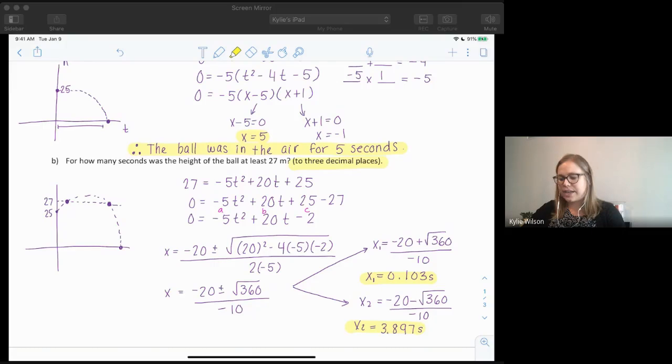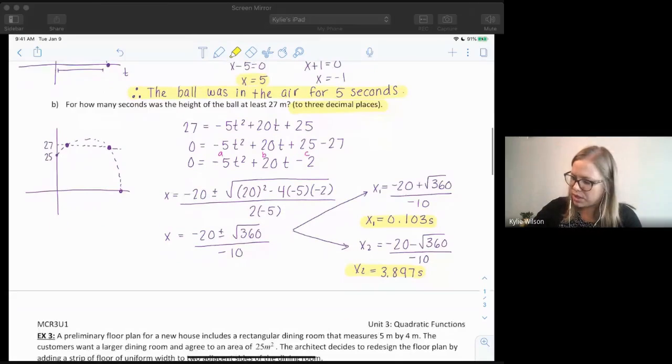Now it's asking us for how many seconds was the height of the ball at least 27 meters. So I'm sorry, it's kind of getting messy. I'm running out of room here. So in order to find out the length of time it was above there, we're just going to do 3.897 minus 0.103. So I get 3.794.